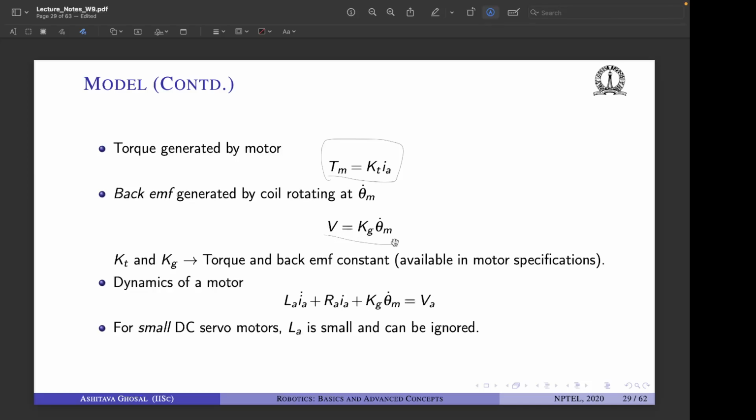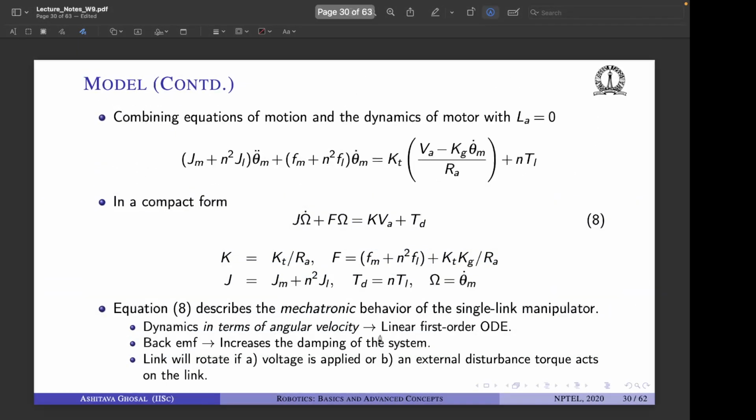The applied voltage VA is basically the sum of all these things, that is LA times I_A dot, R_A times I_A, and this Kg theta m dot. So this is the relation between the applied voltage and the current drawn in the motor, and also the angular velocity of the motor. And we can ignore LA for small DC motors, right?